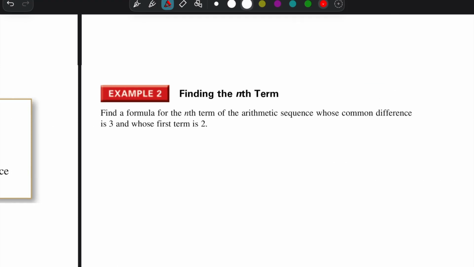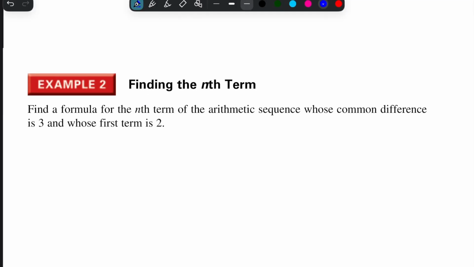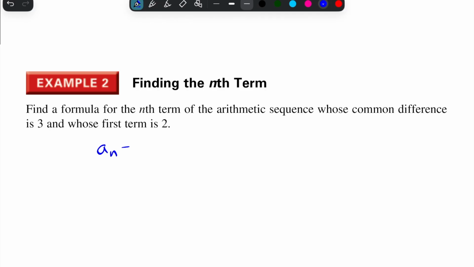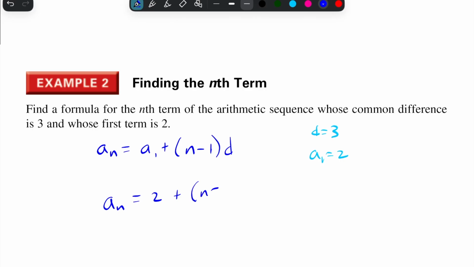All right, let's see it at work. So I'm trying to find a formula for the nth term of the arithmetic sequence whose common difference is 3 and whose first term is 2. So I'm just going to start with my general formula for the nth term. And we're going to make a note that they told us the common difference, d, is 3, and the first term, a1, is 2. So we're going to take that information and plug it into our formula. an equals 2 plus n minus 1 times 3. And then we'll just simplify this as much as we can.